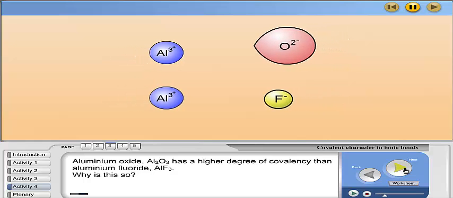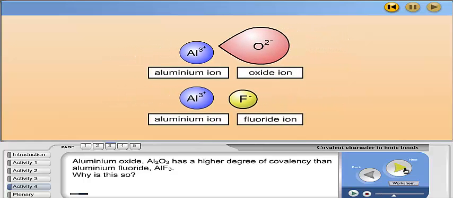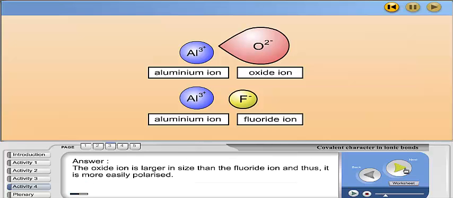Aluminium oxide, Al2O3, has a higher degree of covalency than aluminium fluoride, AlF3. Why is this so? Answer. The oxide ion is larger in size than the fluoride ion and thus it is more easily polarized.